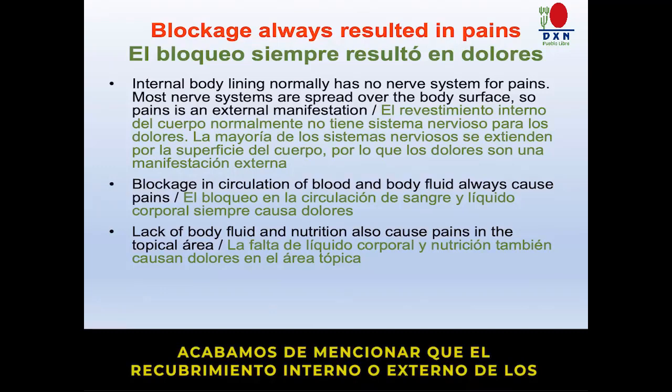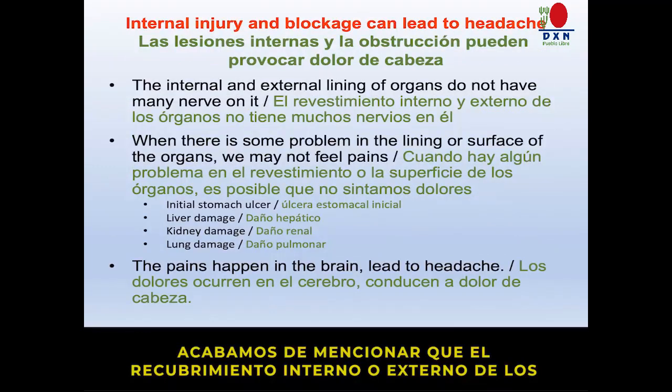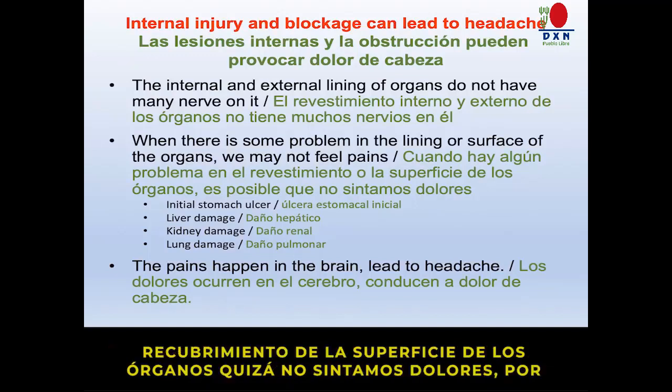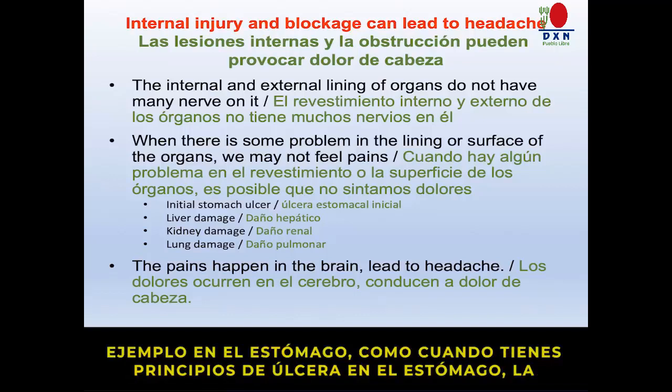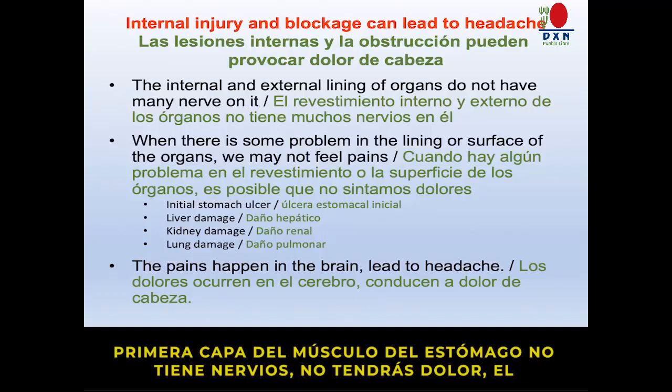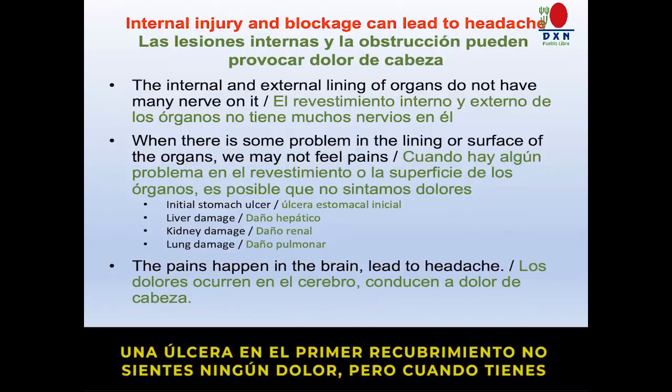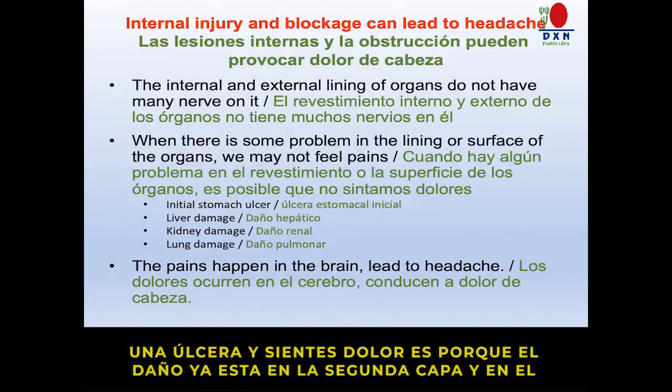Just now we mentioned that the internal and the external lining of organs do not have many nerves on it. When there is some problem in the lining or surface of the organ, we will not feel pains. For example, in the stomach, when you have an initial stomach ulcer, the first layer of the stomach muscle has no nerve. You don't feel any pain. The stomach has 3 linings. The first lining has no pain. So when there is some ulcer in the first layer, you don't feel any pain. So when you feel the stomach ulcer pain, actually the damage has already gone to the second level.